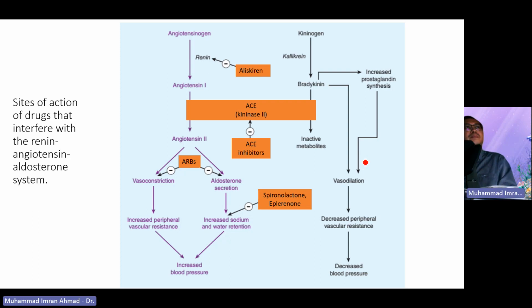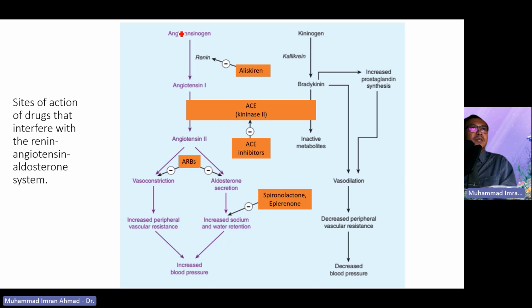So this is a diagram showing the sites of action of drugs that interfere with the renin, angiotensin, and aldosterone system. We have kininogen, bradykinin, and active metabolites. Bradykinin causes an increase in prostaglandin synthesis, and the increased prostaglandin causes vasodilation. So there is a decrease in peripheral vascular resistance and also decreased blood pressure.